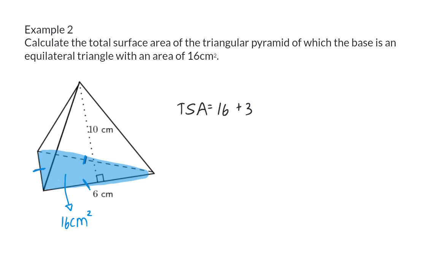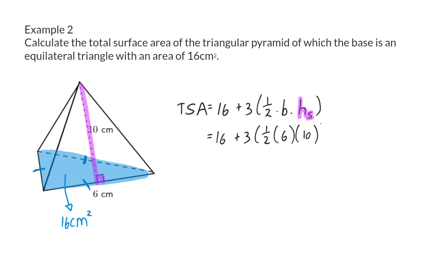And for these triangles, the area will once again be a half multiplied by the base of the triangle multiplied by the perpendicular height, which will be the slant height of the pyramid. So to the 16, we are going to add the 3 triangles, which will be a half multiplied by the base of the triangle, which is 6 centimeters, multiplied by the height of each triangle, and that is given as 10. So this triangular pyramid has an area of 106 centimeters squared.